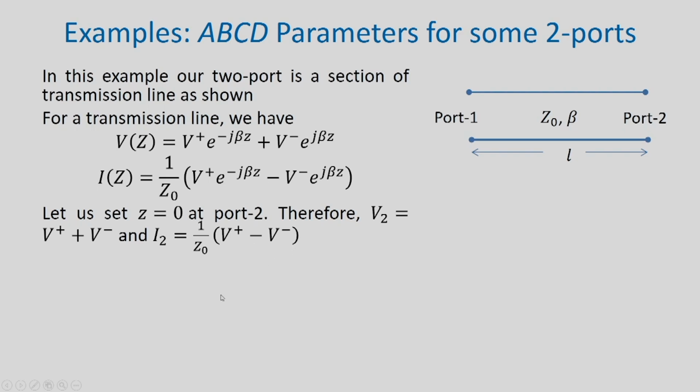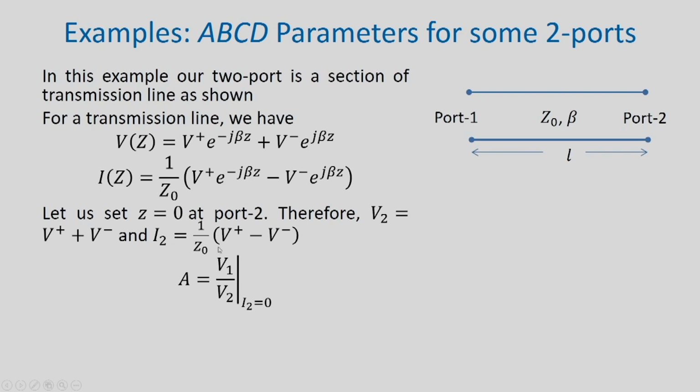Now, let us see the definition of A. A is V1 by V2 when I2 equal to 0. So, in order to find out the parameter A, we need to calculate V1 here at port 1 and also find out V2 under the condition I2 equal to 0.